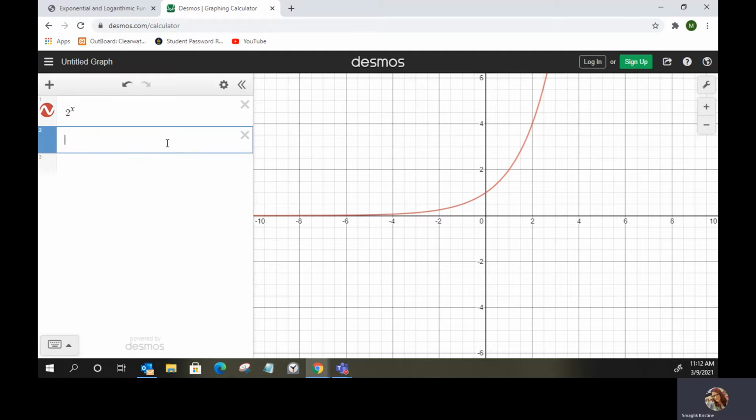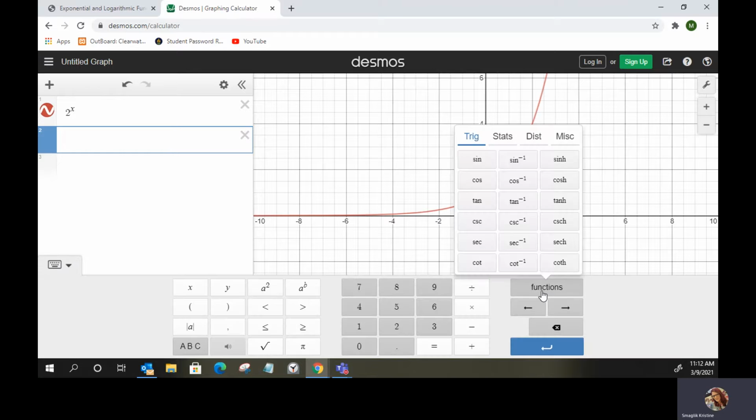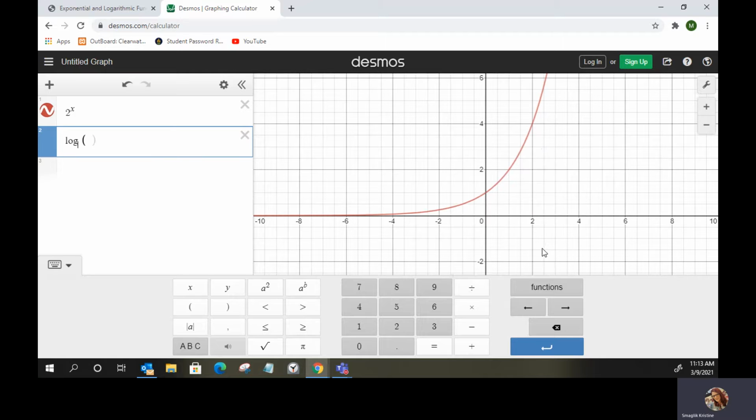Let's do the inverse. So the inverse of y equals 2 to the x is y equals log base 2 of x. To put a logarithm in, you're going to go down to the keypad. You'll go to functions, go to miscellaneous, and second column, second from the bottom, is log base a. So I'm going to type in my base is 2 and inside my parenthesis x. So these are inverses.